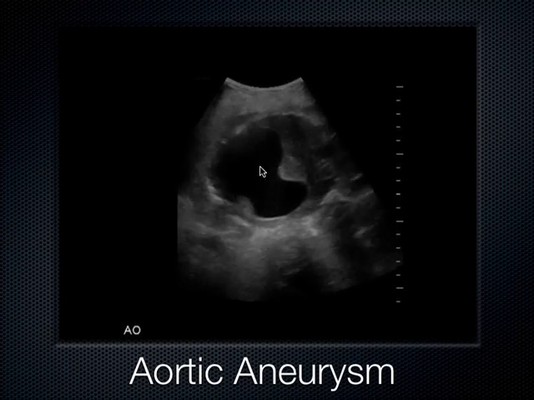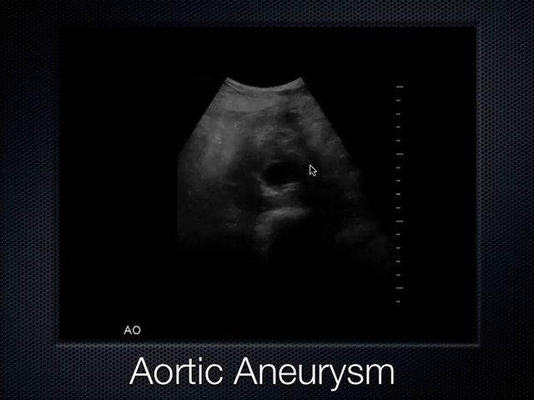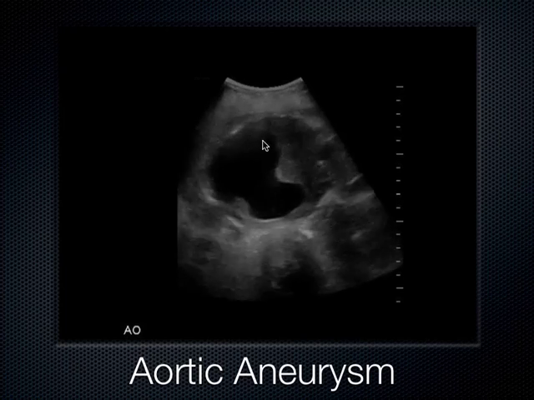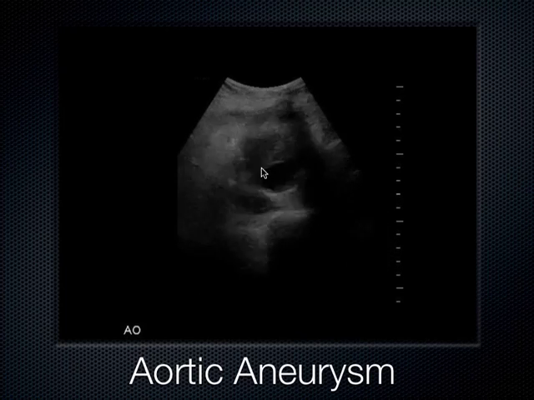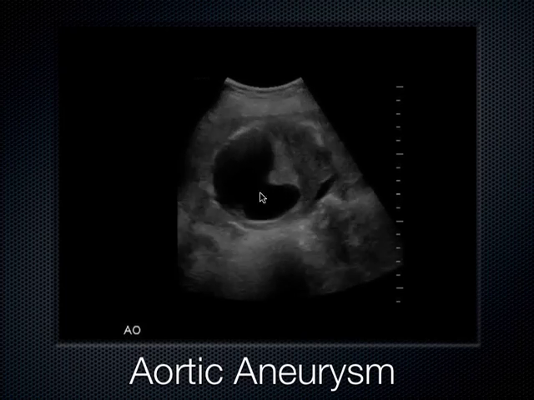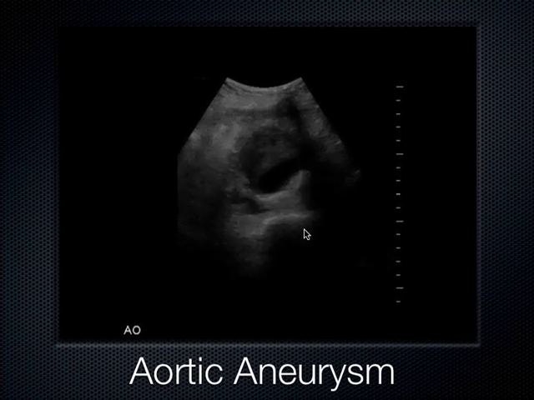Here's another example of another AAA with this sort of, I don't know how you would describe this, lenticular or serpentiginous clot that's kind of going around here. We can see that mural thrombus all around that. And this is the lumen here. This is what's left of the lumen.